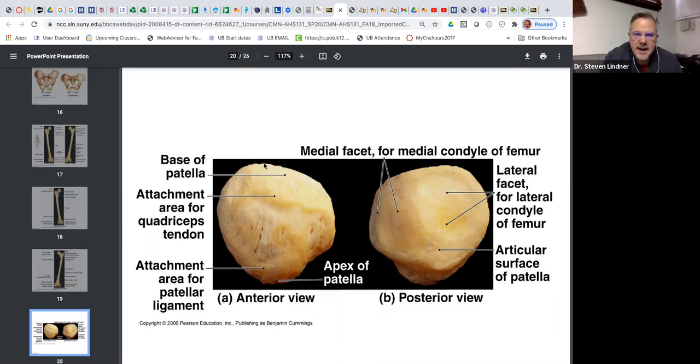The base is the top. The apex or the point is on the bottom, right? Most people think of a mountain, right? The apex is the top and the base is the bottom. The base just means the widest part. So this is the widest part. This is the apex, the point.